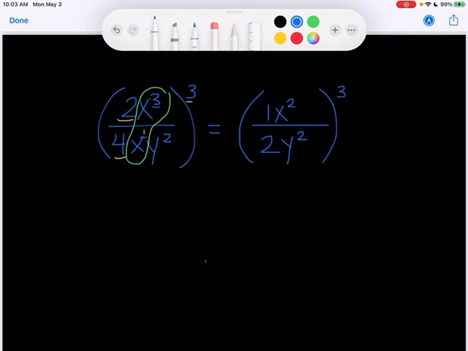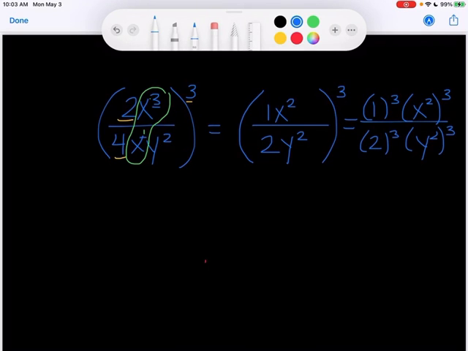Okay. Now I need to cube everything in this fraction. So the 1 needs to be cubed. The x squared needs to be cubed. That 2 needs to be cubed. And the y squared also needs to be cubed. Okay. Well, 1 cubed just means 1 times 1 times 1, so that's just 1. Times, remember in this instance, we're going to multiply. So we're going to get x to the 6th. Over, well, 2 cubed means 2 times 2 times 2, and that's 8. And then again, we're going to multiply here, so we get y to the 6th. So our final answer is 1x to the 6th, which is just x to the 6th, over 8y to the 6th.